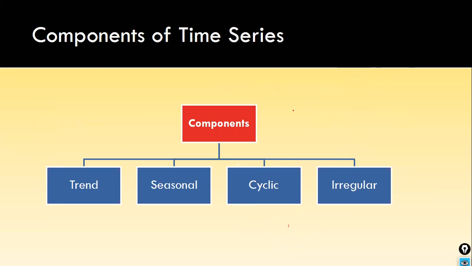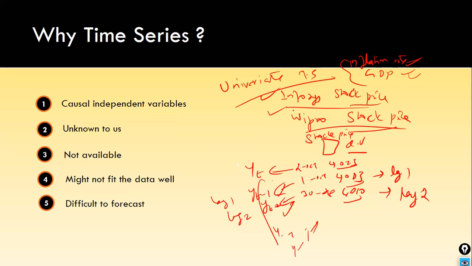Okay, so in that kind of situation, now you understood why we are using time series. In the case of time series, in this scenario, we don't have any independent variables available. They are unknown to us, not available, or might not fit the data well, because macroeconomic factors like GDP and inflation rate are not changing on a daily basis, or we are not getting the value on a daily basis, right? With such independent variables, it's difficult to forecast. Hence, what we do is use the existing dependent variable values, lag 1, lag 2, as independent variables to make a prediction.